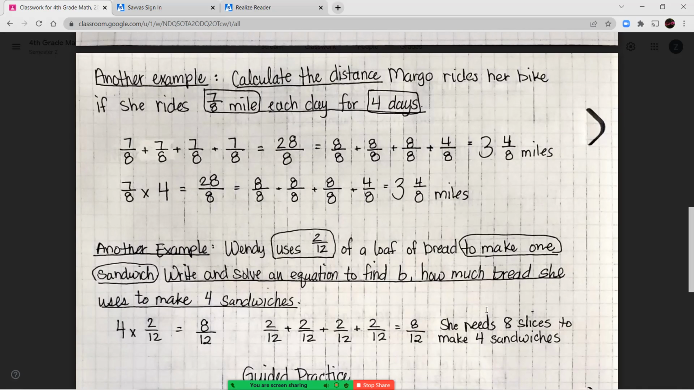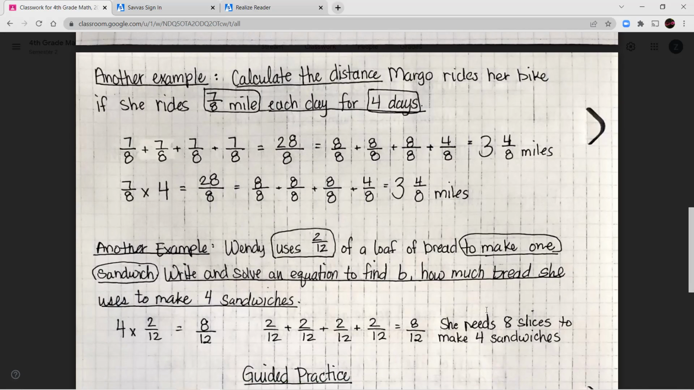It says, Wendy uses 2/12 of a loaf of bread to make 1 sandwich. So she has 2 slices of bread out of that entire loaf that has 12 pieces altogether to make a sandwich. Write and solve an equation to find B, how much bread she uses to make 4 sandwiches. So they already gave us our variable. B is how much bread she needs for 4 sandwiches. So if she uses 2 slices for each sandwich, so 2 out of the 12 slices, we need to multiply that by 4 to make 4 sandwiches.